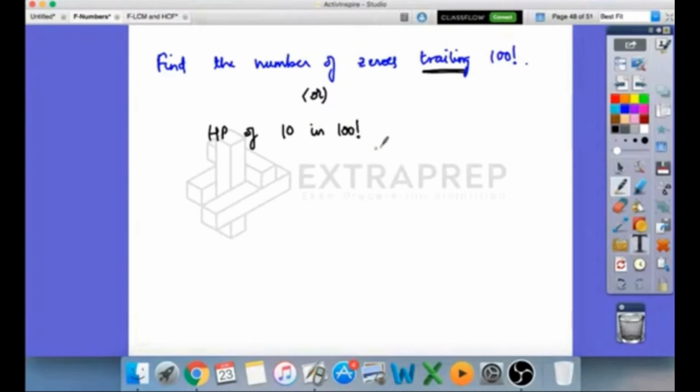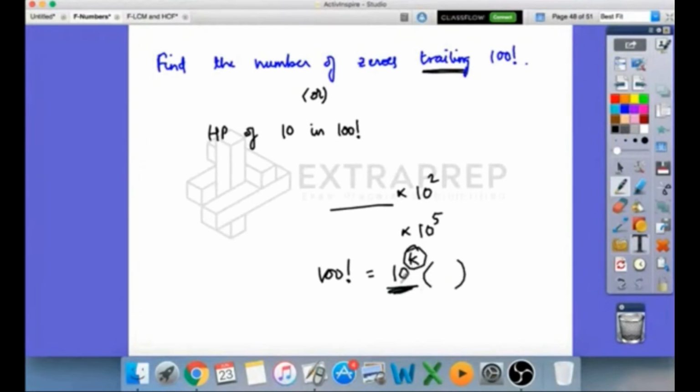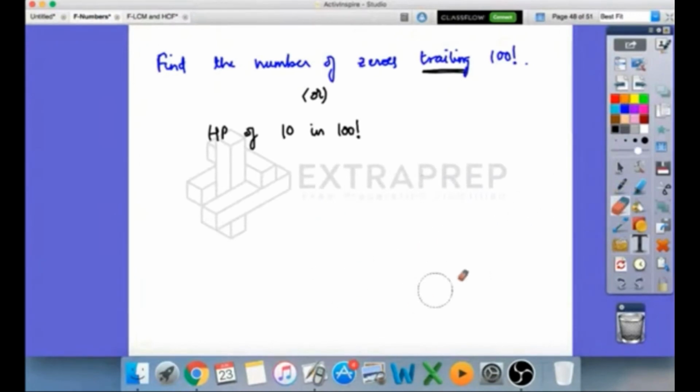It means the same. Why? Because if any particular number is multiplied with 10 square, you get 2 zeros at the end. If it's multiplied with 10 power 5, you get 5 zeros at the end. So it's same as the question that I told you. 100 factorial is equal to 10 power k into some value, so whatever might be the highest value of k will be the number of zeros. So that is the logic that we are following. So number of zeros at the end of 100 factorial or highest power of 10 in 100 factorial both mean the same thing.